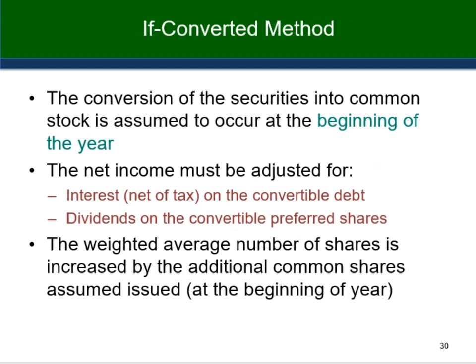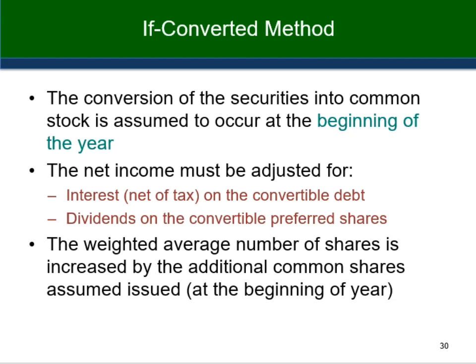And so the if converted method, which we briefly chatted about a second ago, the conversion of the securities into common stock is assumed to occur at the beginning of the year. So we assume that we convert it immediately, and the net income must be adjusted for any interest or dividends. Interest on the convertible debt, which of course is tax deductible. Dividends on the convertible preferred shares, which would not be tax deductible. So for the interest, when we convert the debt into common shares, then that interest is no longer paid. So interest goes away, and our income would go up.